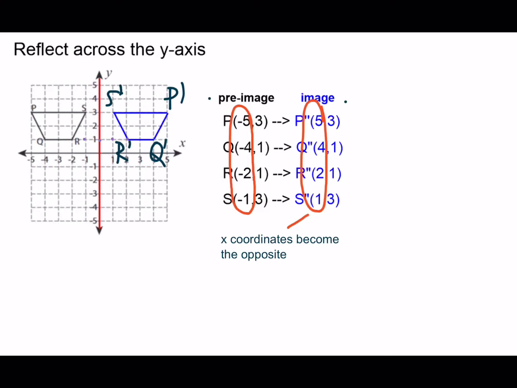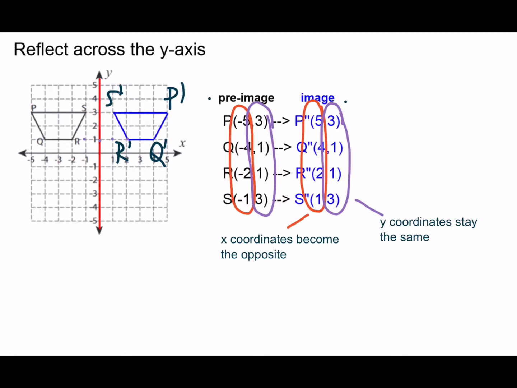Let's investigate your y coordinates. So here are the y coordinates of your pre-image. Here are the y coordinates of your image. This one should be easier to figure out. What happens to the y coordinates? Nothing. It stays exactly the same. So we've made note of that there. Y coordinates stayed the same.